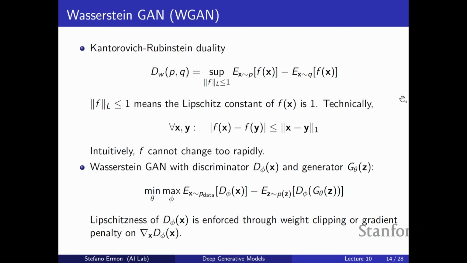And at this point, there is again no cross-entropy loss. You're just trying to find a network that can take high values on the data points and low values on the fake data. Enforcing Lipschitzness is hard, but in practice, as usual, you don't want this network to change too fast, too much. So in practice, you would either clip the weights or enforce a penalty on the gradient of this discriminator so that it cannot change too rapidly.